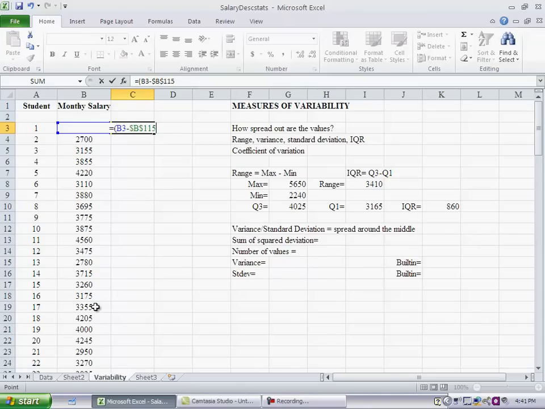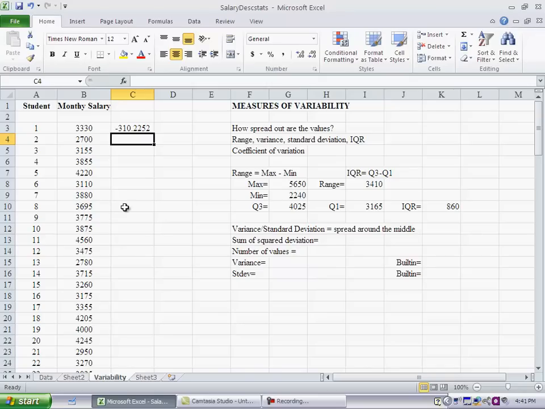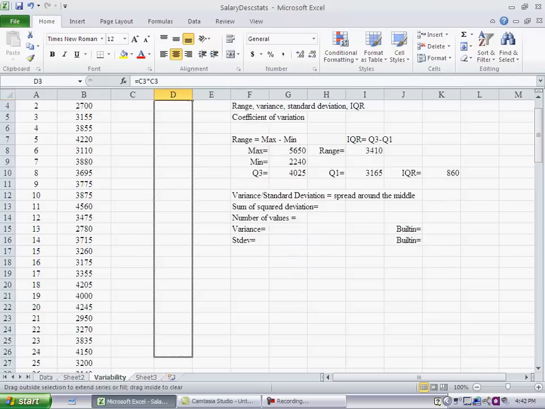So the first value is $310 below the mean, and now I'm going to square it. The reason I'm squaring it is to get rid of the sign, because values below the mean are just as spread out as values above the mean. So I don't want the sign to get in the way, and a good way to get rid of the sign is simply to square it, because then the product of a negative number gives you a positive number. So let me copy this formula over to all the other values.